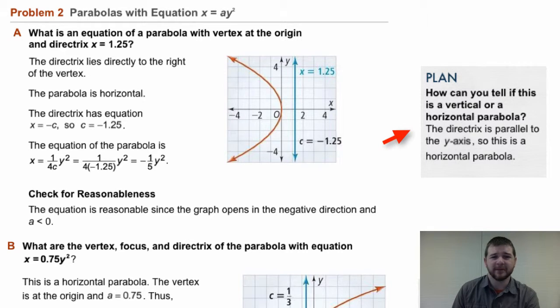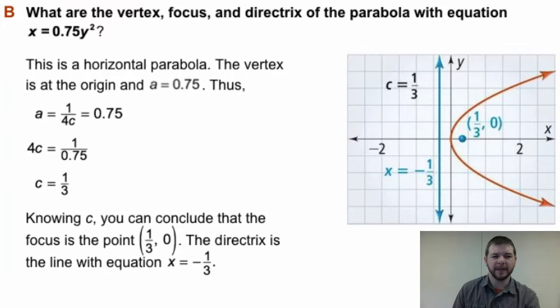We already discussed the information in the plan box at the right, but if you'd like to take a moment to review it, you are welcome to do so. And part B, what are the vertex, focus, and directrix of the parabola with equation x equals 0.75 y squared? So here we're really working in the opposite direction. We're given the equation and asked to extract from that equation some of its components.